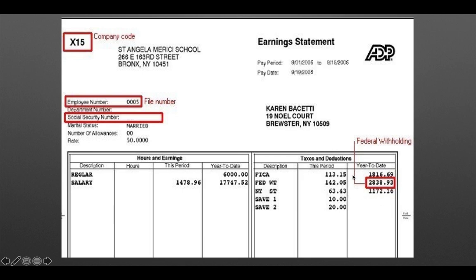You can see the year to date, the federal withholdings, and then you can also see the other taxes that are taken away. If you live in the state of New York, then it would be $63 right there, FICA tax, over $100, federal withholdings, and such.